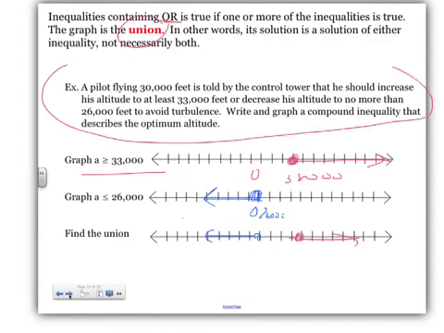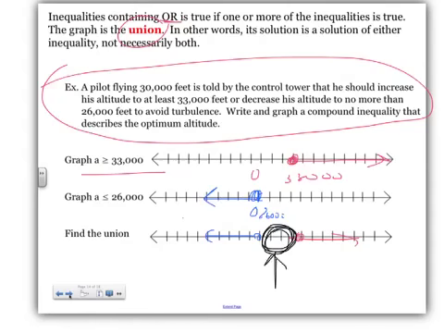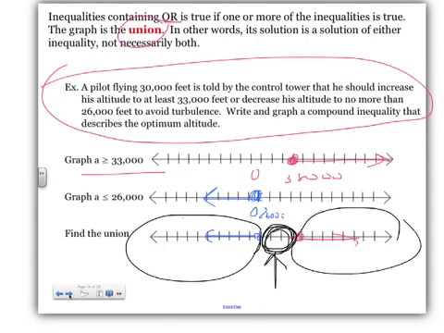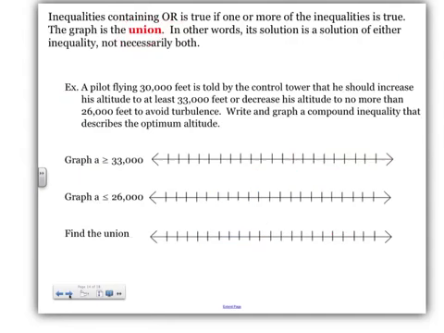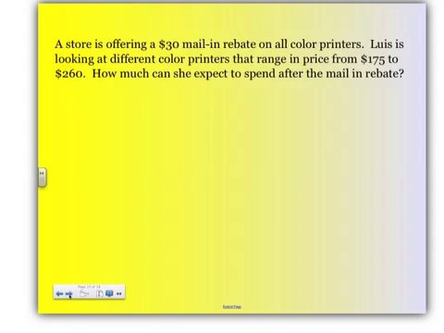So if you actually read this question, it says a pilot flying 30,000 feet is told by the control tower that he should either increase to at least 33,000 feet or decrease his altitude no more than 26,000 feet. In other words, this space here is the space that is not allowed to be flown within because it's causing turbulence. So that is the only place where a solution cannot exist. Therefore, as long as it exists within this space or within this space, it is a union and it works. So, taking a look at this question, go ahead and give it a try on your own.